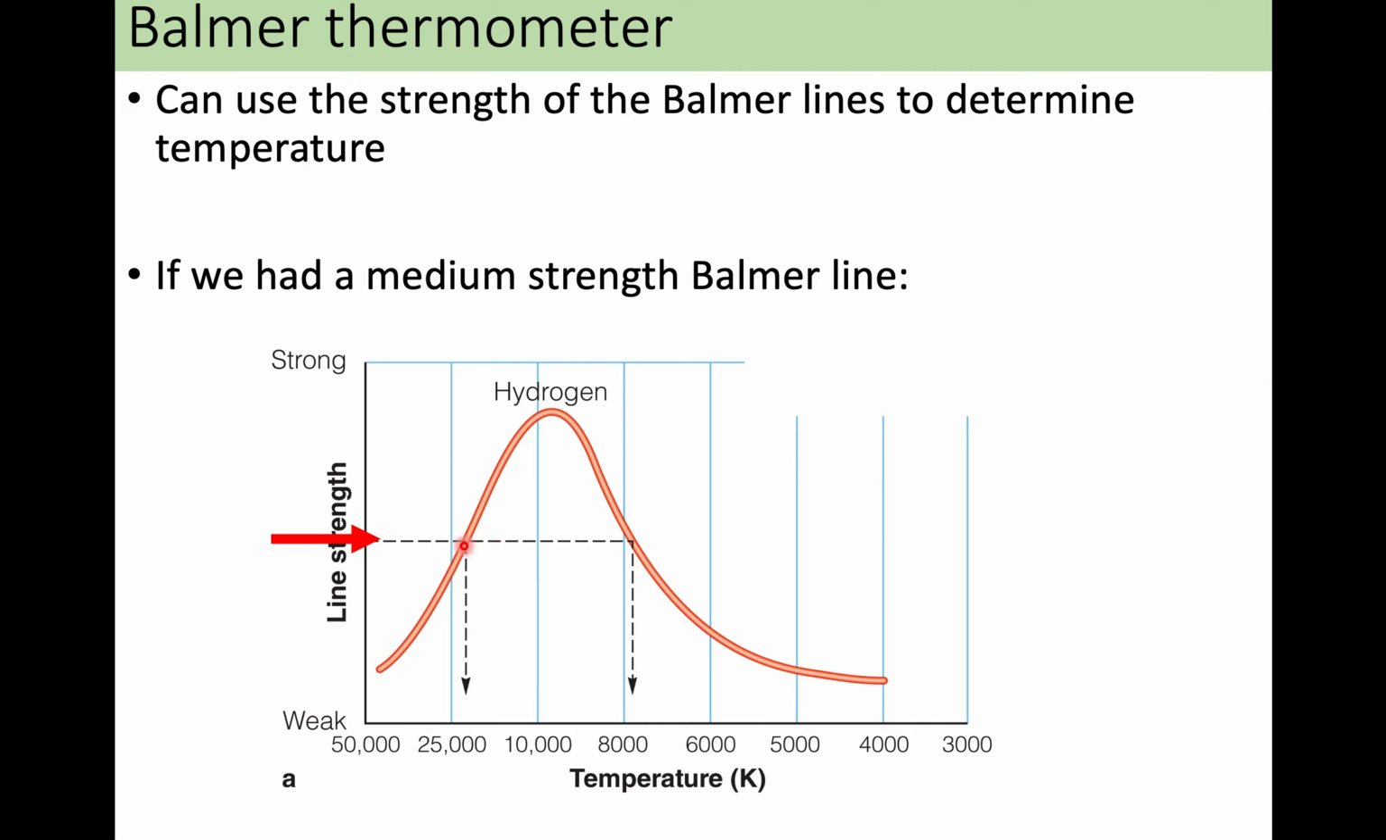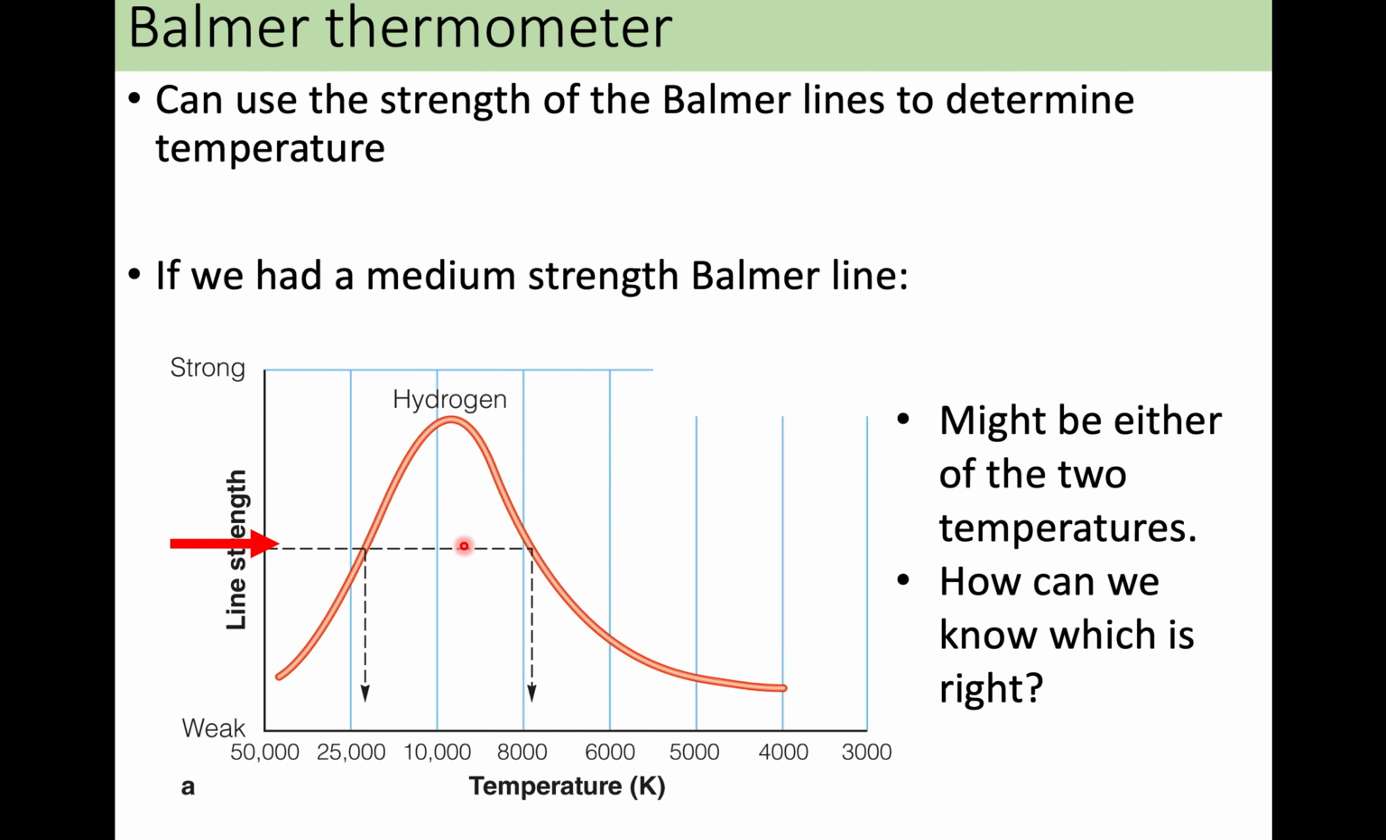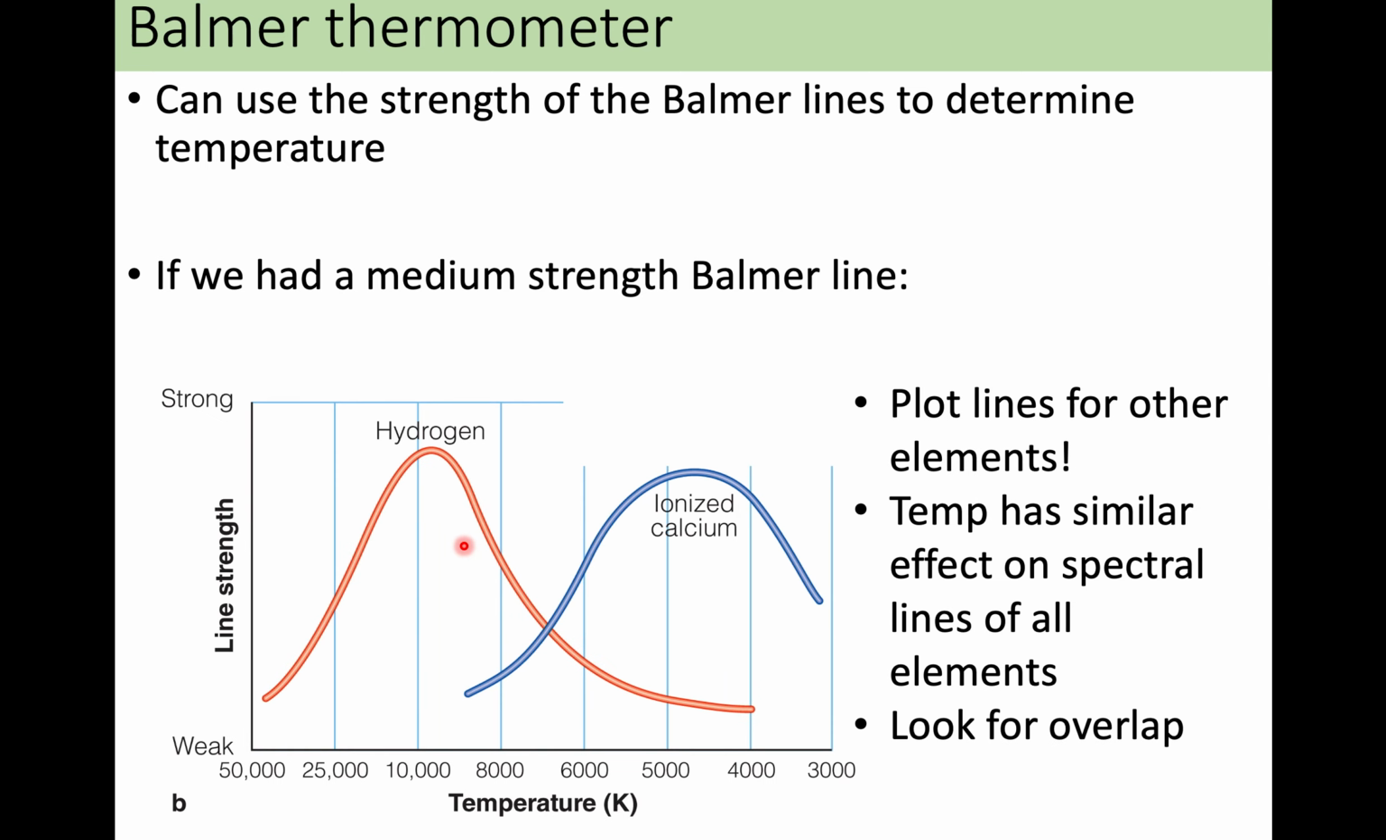That narrows it down. We know a little bit more, but how do we know which one? With just this information, knowing we have a medium strength Balmer line, it could be either of these two temperatures. So how do we figure out which one is right? We plot the lines for other elements, not just hydrogen. So we can move on from just hydrogen to other elements.